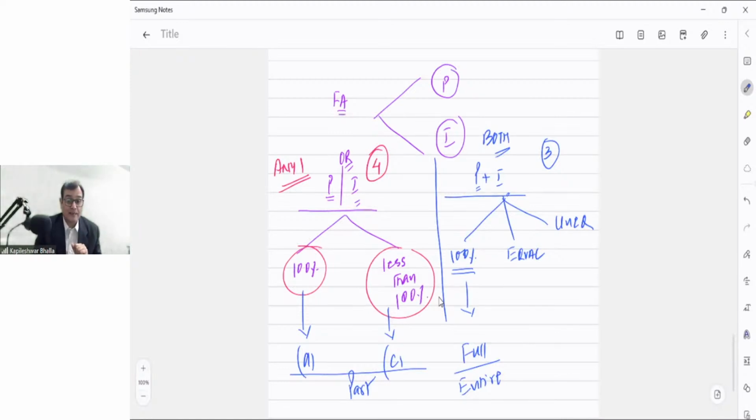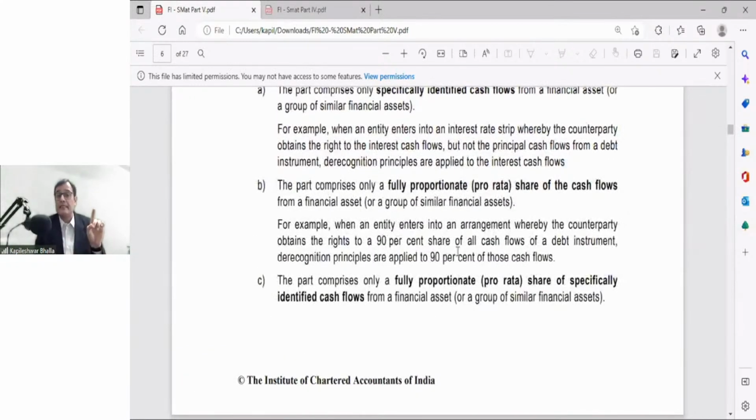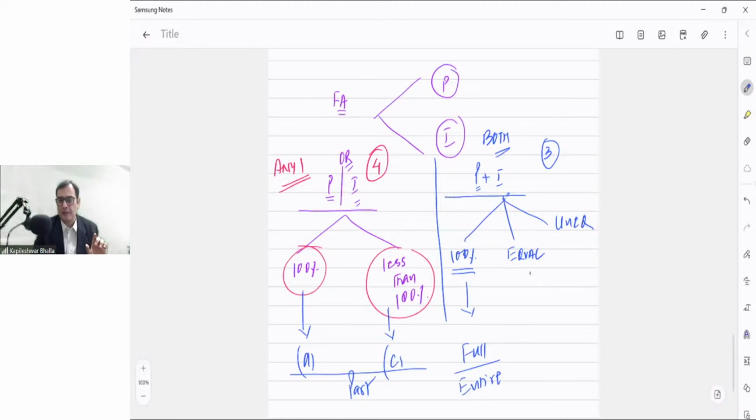Now let's have a look at clause number B in this case. It says the part comprises of fully proportionate cash flow. You transfer 90% of all the cash flow. So that means it is equal percentage. If it is equal percentage, it gets covered in clause B. You can derecognize a part of the asset. ABC is the exhaustive list. If you go in for unequal, then also you have to derecognize the entire asset only.